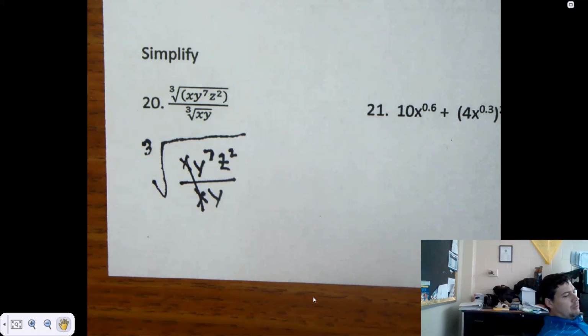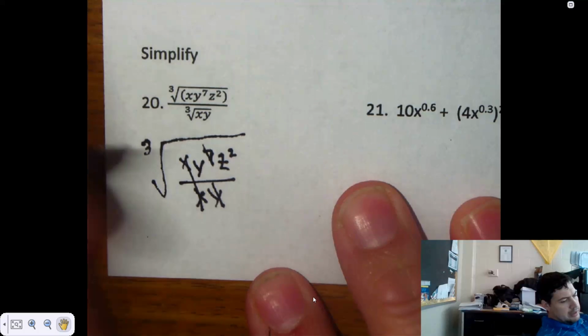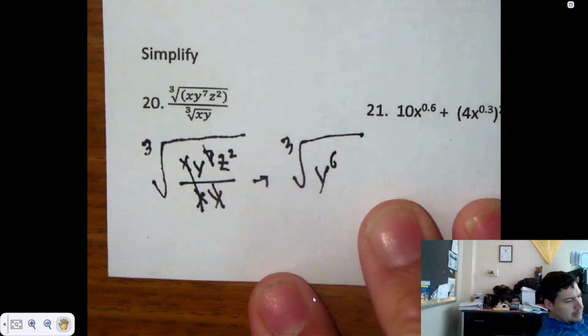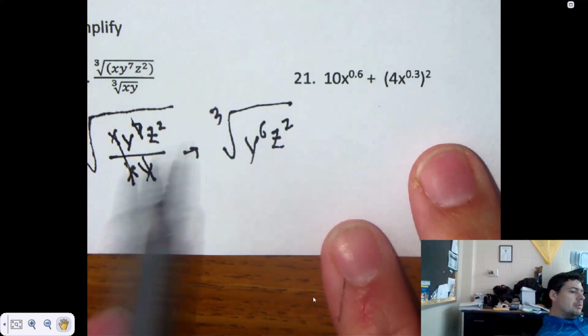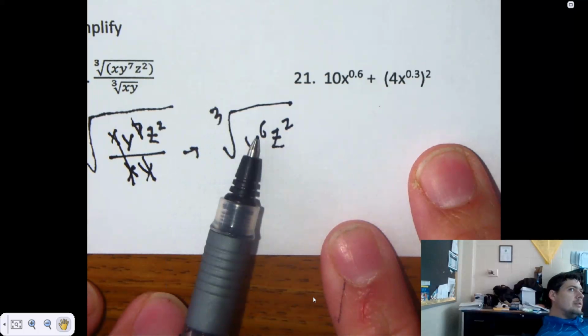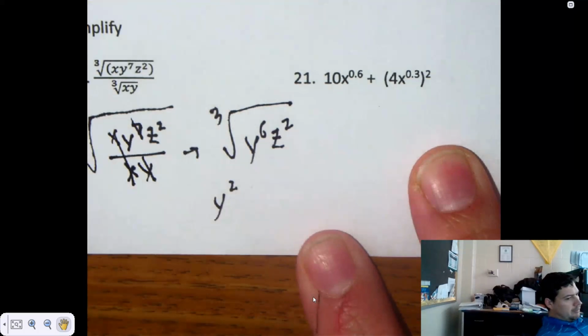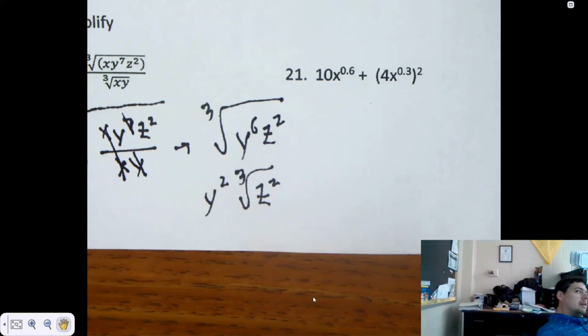You have a y to the 7th over a y, which is y to the 6th. You throw that one away, and you decrease the exponent. So we're actually looking at the cubic root of y to the 6th z squared. It's not hard to take a cubic root of a number. How many times 3 under 6? Twice. So sitting out front is a y to what power? Squared. Can you take the cubic root of z squared? Nope. Stuck inside. Y squared, cubic root z squared. Anything else? That'd be where I stop.